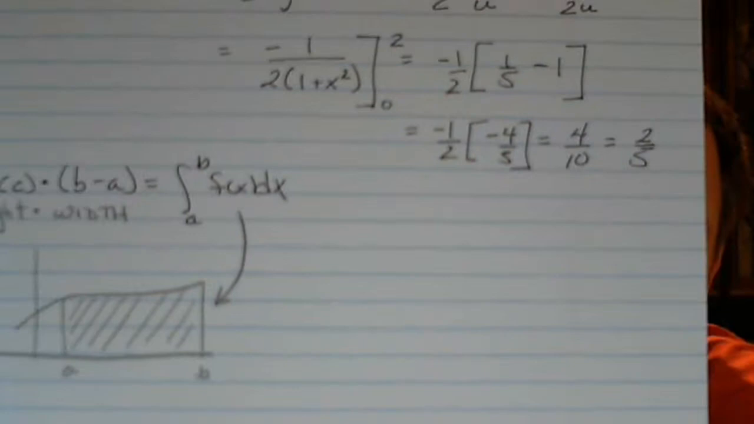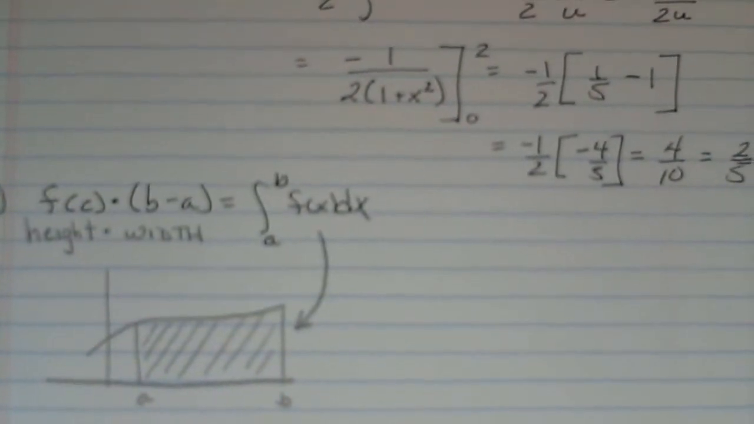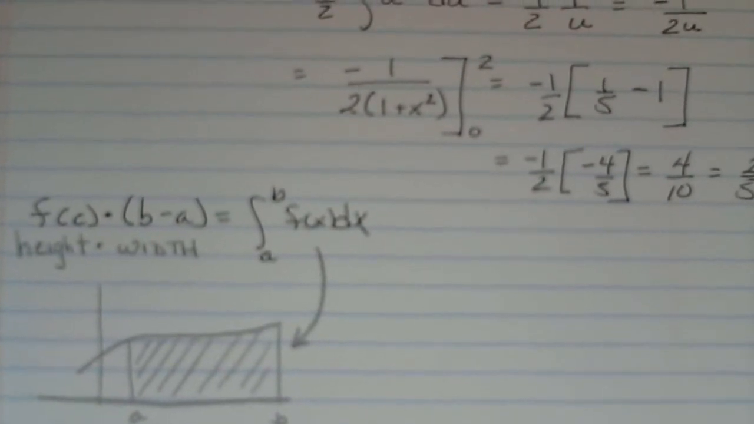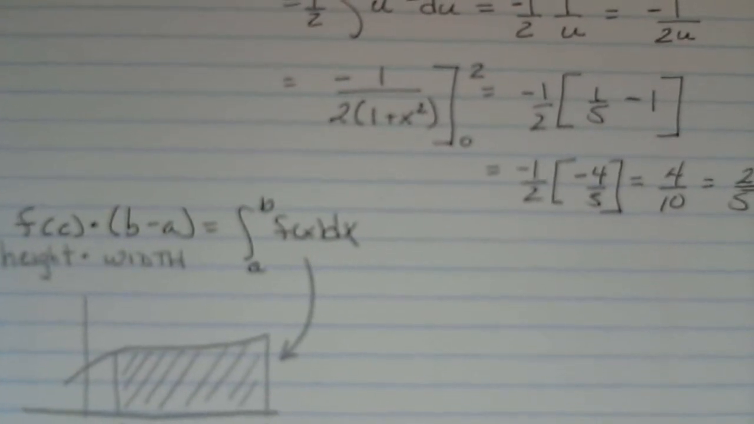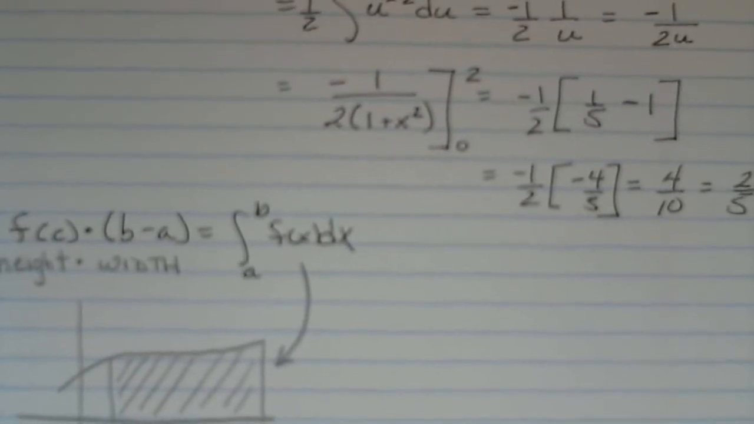Here's my function. Here's A. Here's B. If you take a look at this sketch, what we said in class is that the integral represents that area. If you look at the left-hand side of that equation, that's height times width. That's the rectangle. So the rectangle's on the left, the integral's on the right.